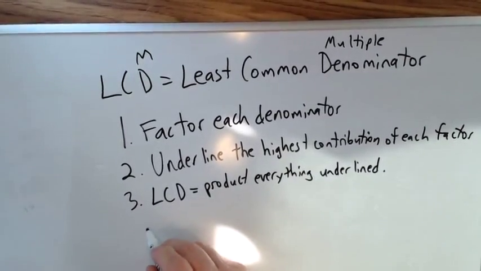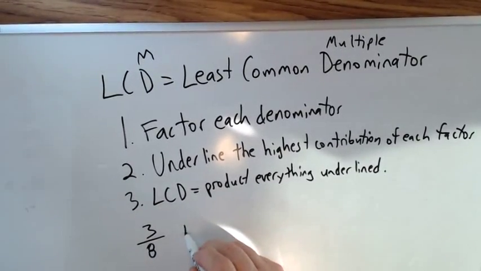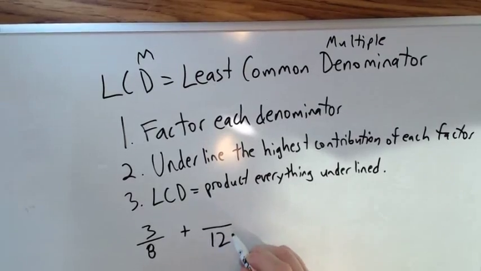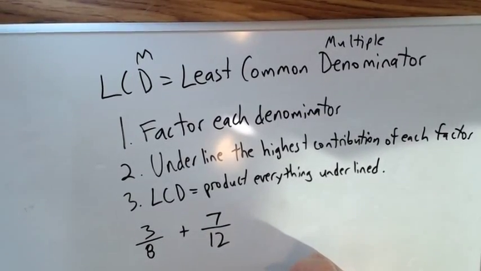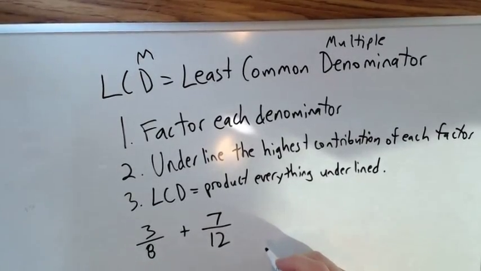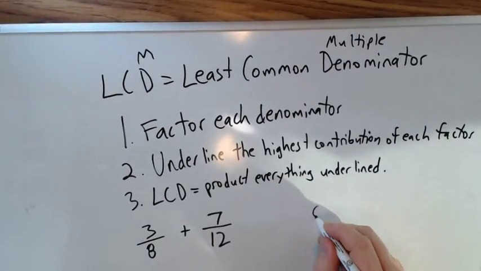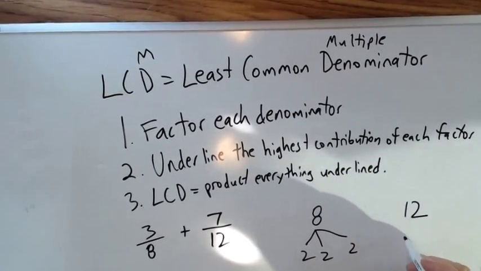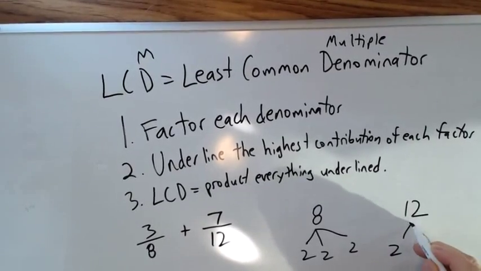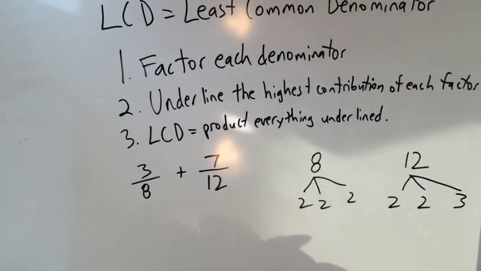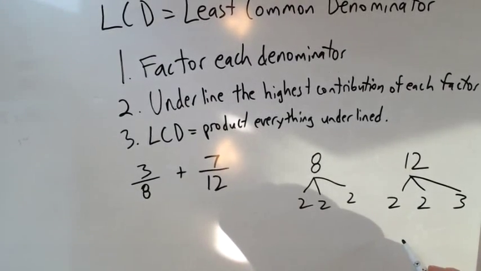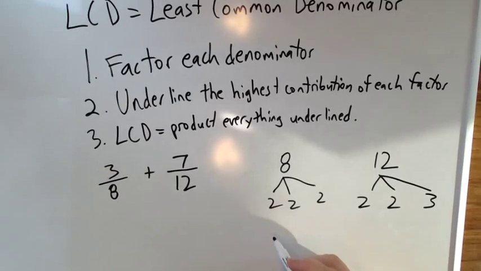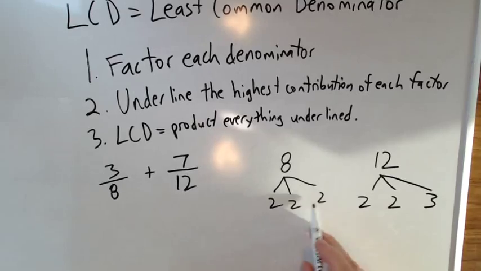Okay, suppose we have 3 eighths and we're adding it to 7 twelfths. We want to find the LCD here. 8 factors as 2, 2, 2, and 12 factors as 2, 2, 3. I have these two factorizations, and that's step 1. Step 2 is underline the highest contribution for each factor. One of the factors is 2 and the other one is 3.